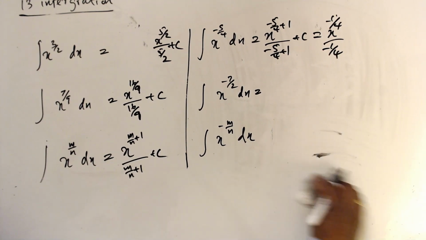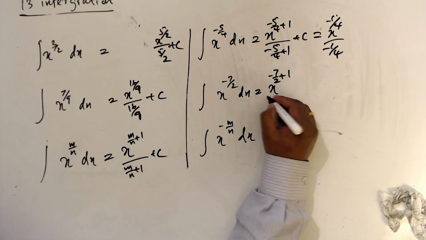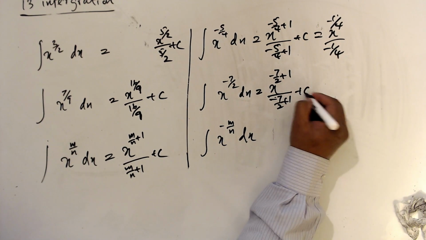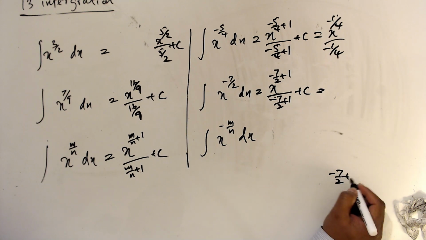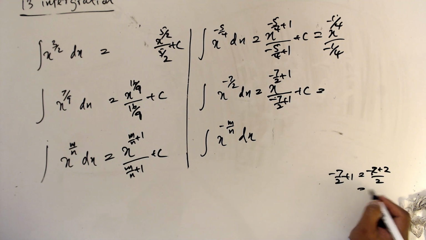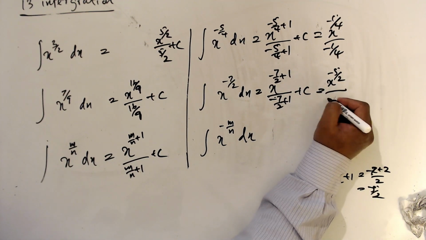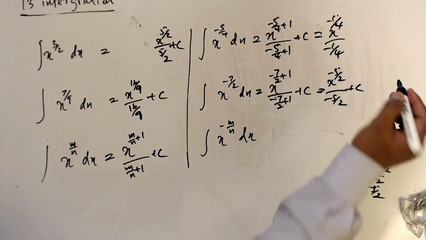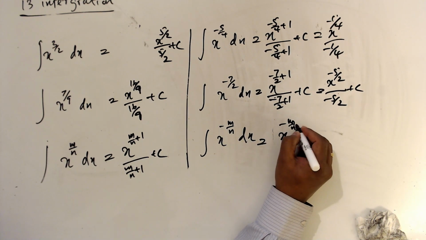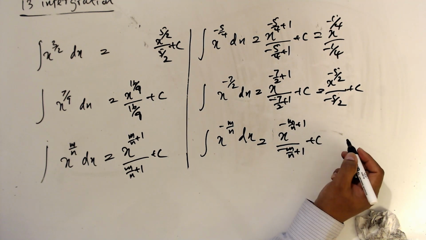So x^(-7/2), plus 1, divided by that amount. So what is it, plus c? Minus 7 over 2 plus 1 is minus 7 plus 2 over 2, minus 5 over 2. So x^(-5/2) divided by minus 5 over 2 plus c. This is going to be x^(-m/n plus 1) divided by minus m over n plus 1, plus c.